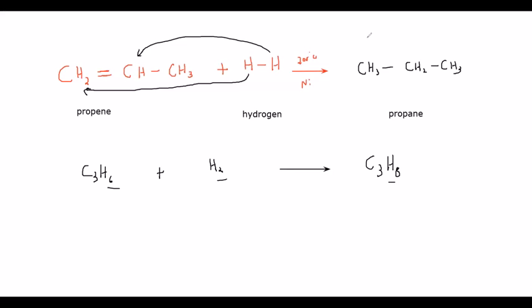In the same way, if the double bond is not present with the first carbon, the reaction will occur in the same manner. So CH3, CH, double bond CH, CH3. Can you name this hydrocarbon, this alkene? What's the name of this alkene?